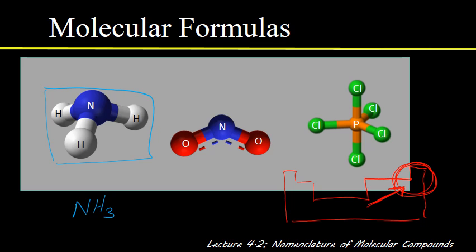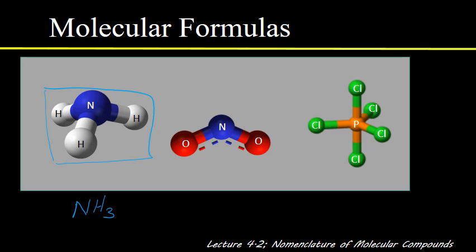The reason I mention that is because when we are writing formulas, we usually write the most electronegative element last. So in this one, which contains nitrogen and oxygen, if you look at the periodic table, you'll see that oxygen is further to the right than nitrogen. So oxygen is more electronegative. We'd want to write that one second. So we would write this one as NO, and then because there are 2 oxygens, NO2.